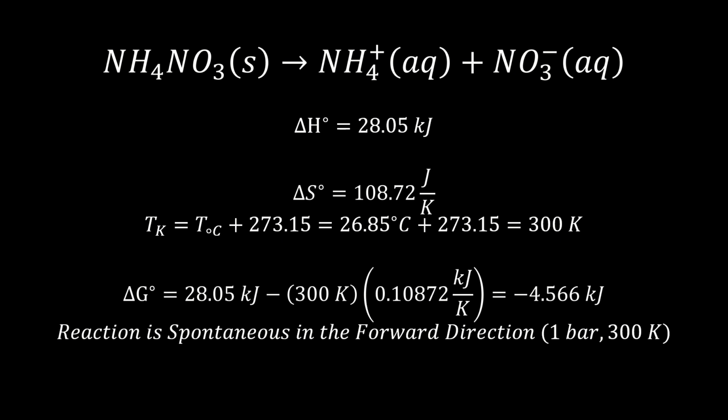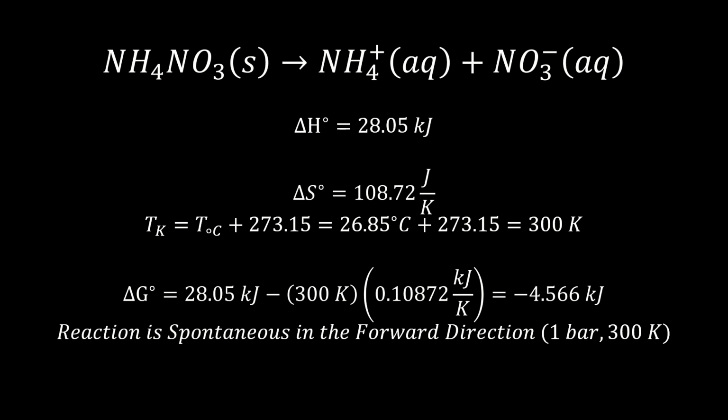Now then, the values we have are our standard enthalpy change from start to finish is going to be 28.05 kilojoules, and the standard entropy change would be 108.72 joules per Kelvin. Because we need our temperatures in Kelvin, temperature in Kelvin is just the temperature in Celsius plus 273.15. Therefore, we're told at the start that we're at 26.85 degrees Celsius. We'll add to that 273.15 to get a total temperature of 300 Kelvin.